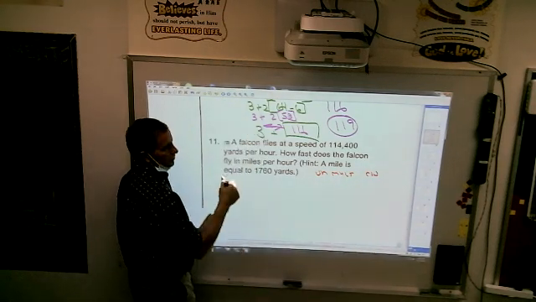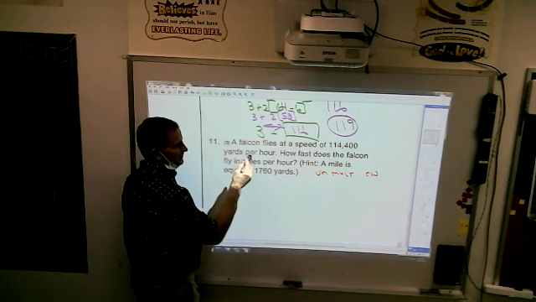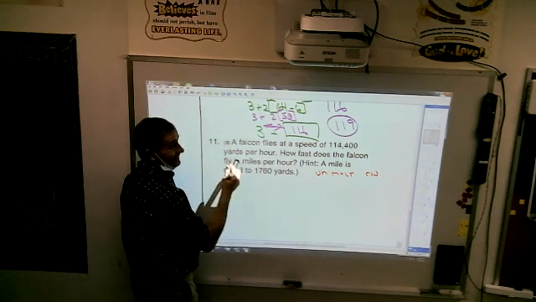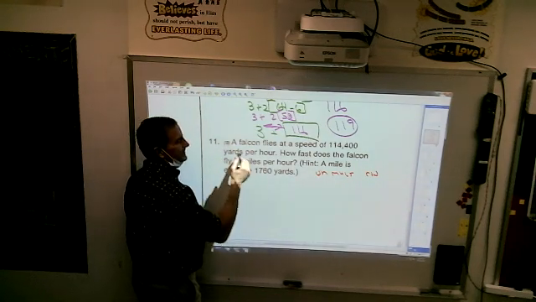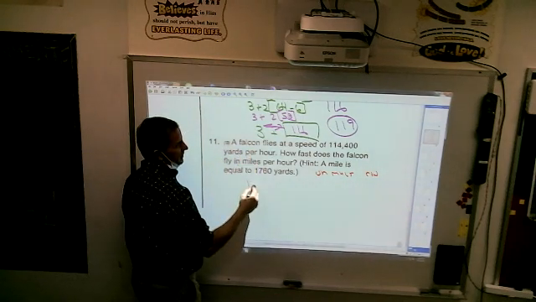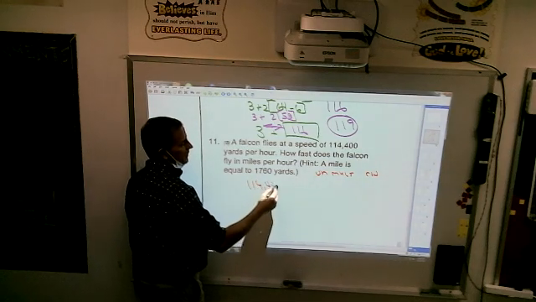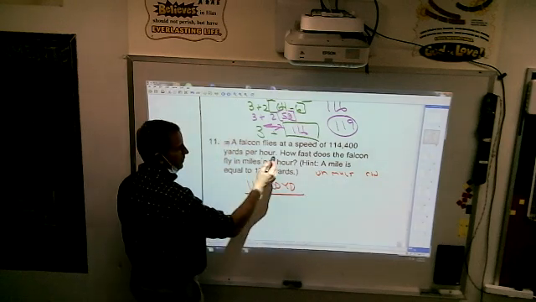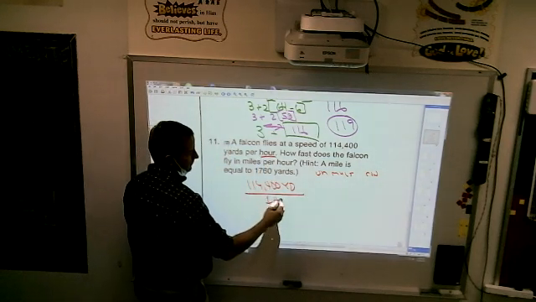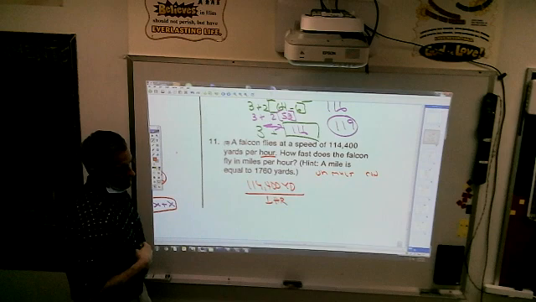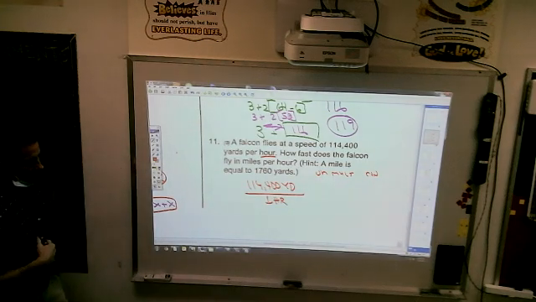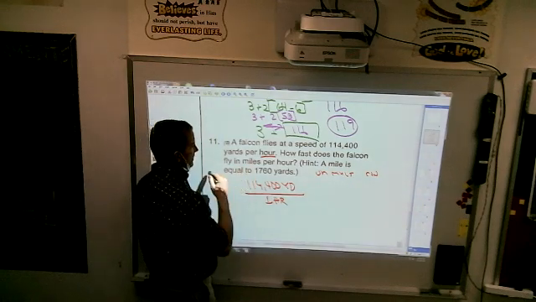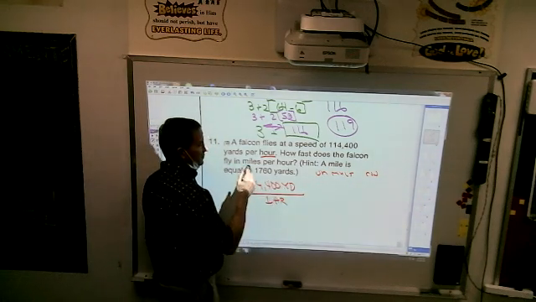Please understand this, children. The word per is what? Technically, you're exactly oppositely wrong. The word per is a fraction line: 114,400 yards per 1 hour. Per means division. And this is all about labels. You are changing it into miles per hour.